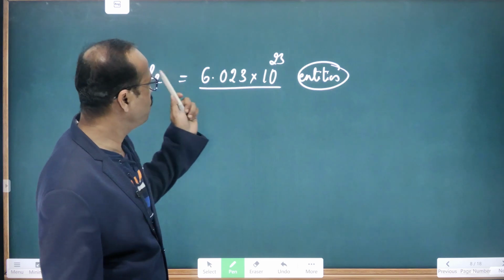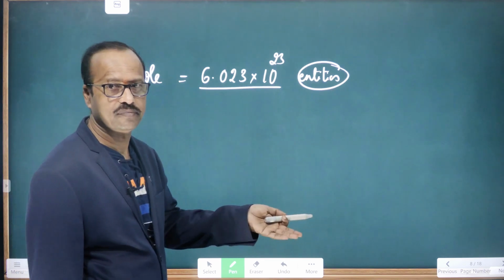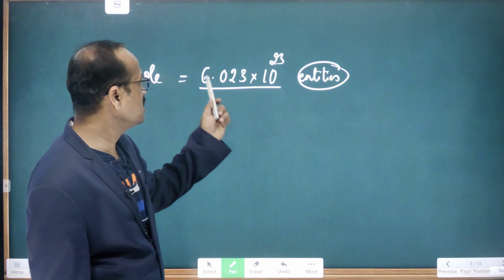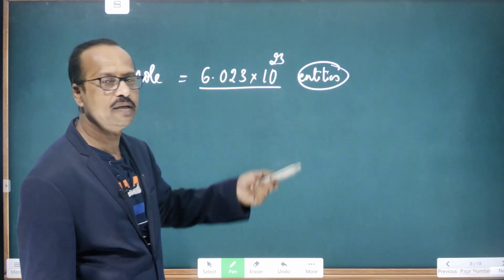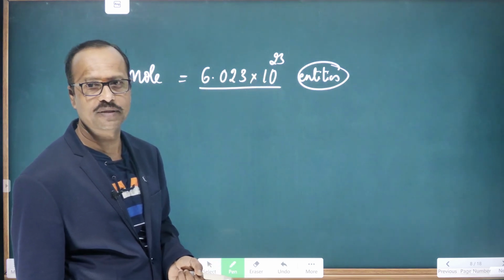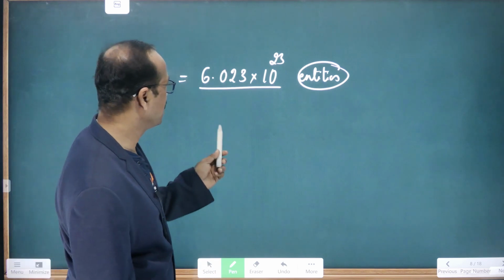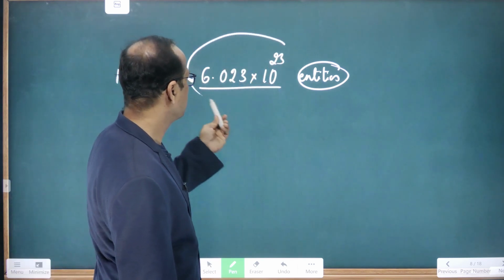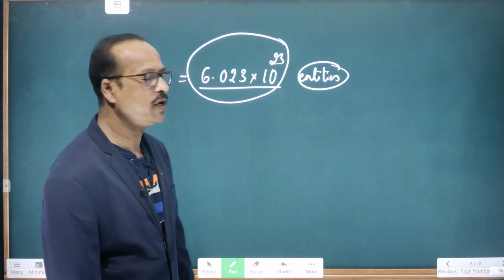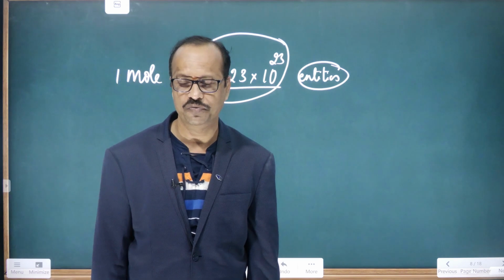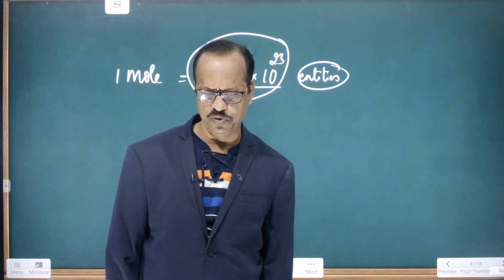So, 1 mole of calcium also consists of 6.023 into 10 to the power of 23 calcium atoms. So, 1 mole is nothing but this number, which is fixed, 6.023 into 10 to the power of 23. So, are you confused? Why confusion?